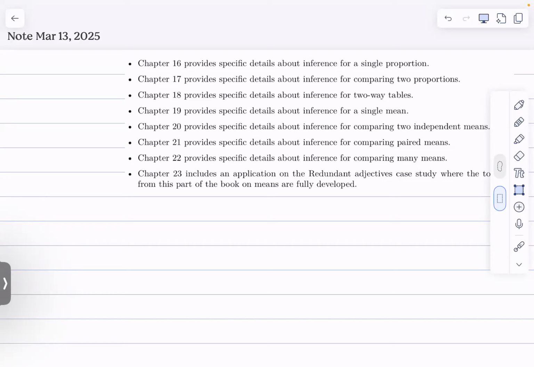So next couple of chapters, okay, we're going to do inference for proportions, a single proportion, 2 proportions, right? And then two-way tables, kind of really stepping things up a little bit. But first, maybe let me move this here.